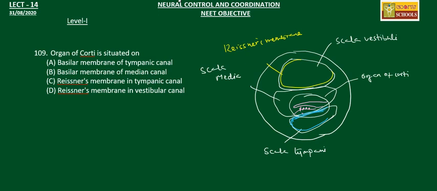So organ of Corti is situated on the basilar membrane of tympanic canal, the basilar membrane of median canal, and the Reissner's membrane in tympanic canal. We don't have a Reissner's membrane in tympanic canal, nor is it present in the vestibular canal. So here, basilar membrane of tympanic canal. So we'll consider the option basilar membrane of median canal, so option B.